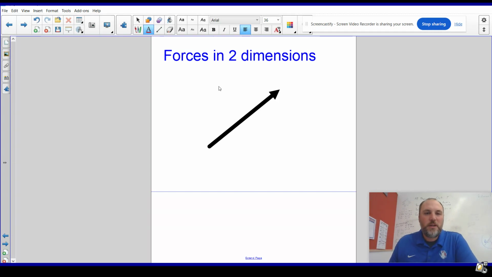Hello everyone, today we're looking at forces in two dimensions, two-dimensional forces. We've seen before that when a vector is two-dimensional, neither on the x-axis nor the y-axis, we need to break it into components, and those components are independent of each other. So let's take a look at an example.